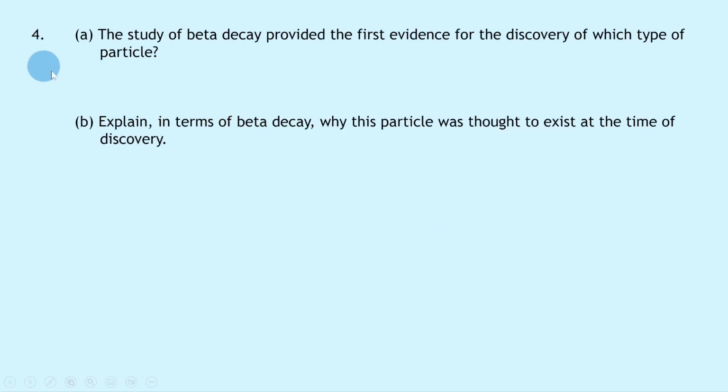And lastly, question 4 part A says the study of beta decay provided the first evidence for the discovery of which type of particle? Well, remember we looked at this when we did fundamental matter particles, and we said that beta decay was evidence for the discovery of the neutrino. Part B says to explain in terms of beta decay why this particle was thought to exist at the time of discovery.